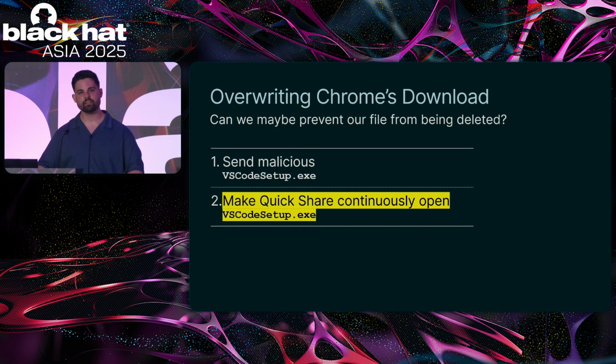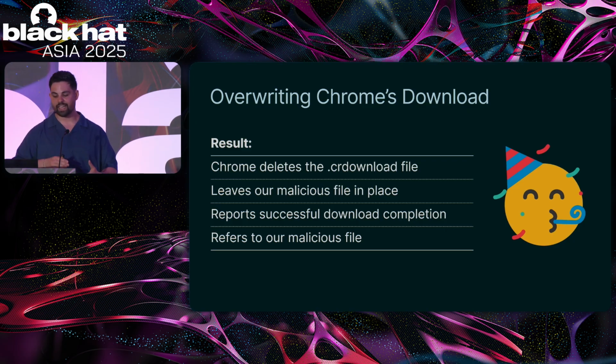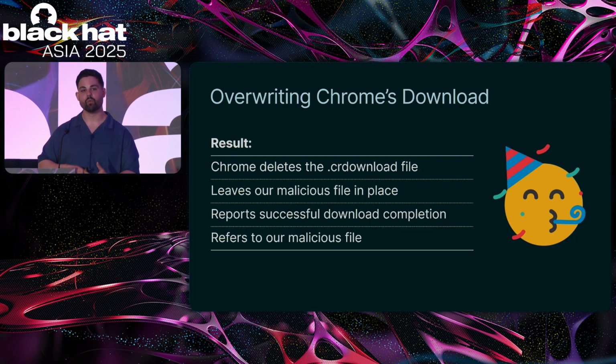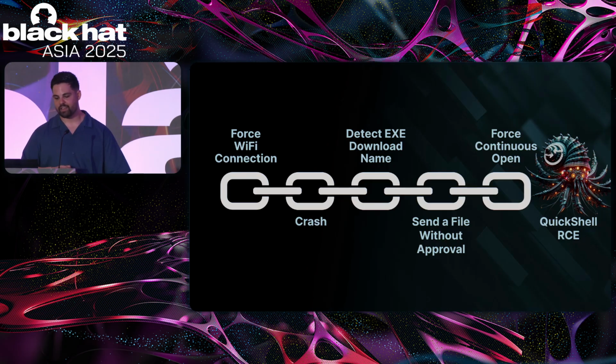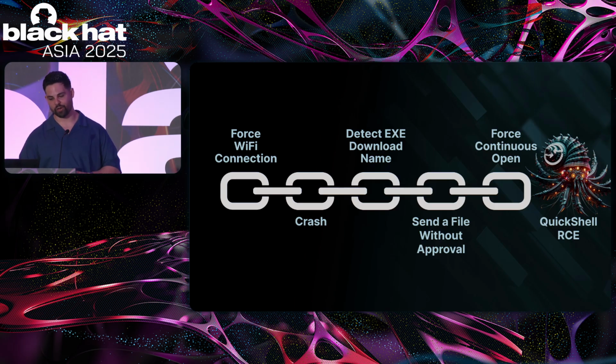Then we tried this idea, and it was actually the best scenario that we hoped for. Once Chrome finishes the download, it deletes the temporary CR download file, it fails to overwrite our malicious file, then in its user interface, it reports that the download was done successfully, and clicking on the downloaded file in Chrome's downloads window runs our executable. That was the best thing we could hope for. Thus, we finalized the remote code execution chain that we were aiming for.